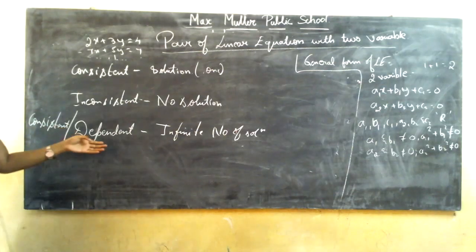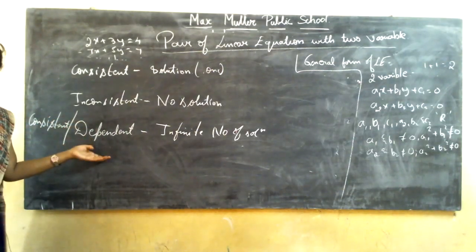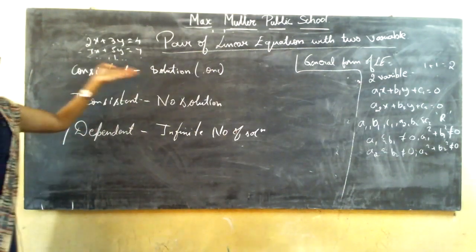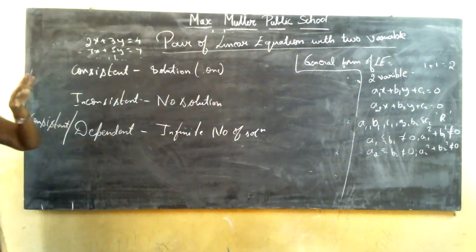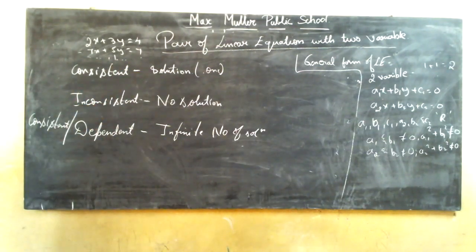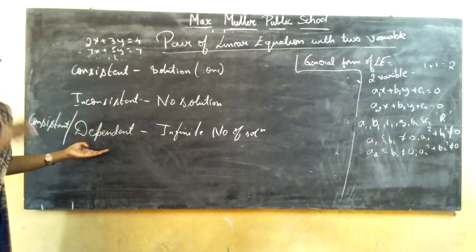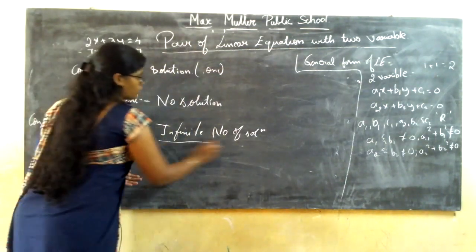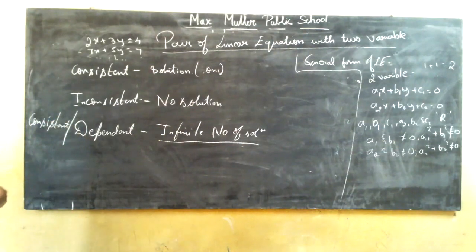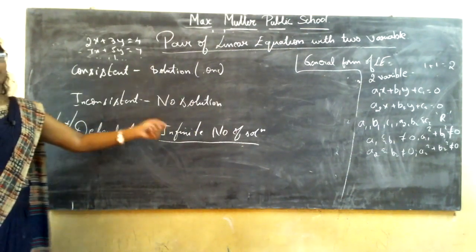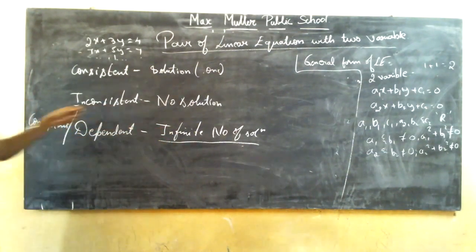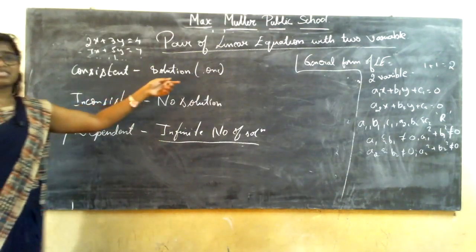You can also write it as consistent or dependent, but dependent cannot be written for one single solution. This dependent is defined for n number of solutions or infinite number of solutions. This is only defined for infinite number of solutions, but consistent is also defined for a single solution.